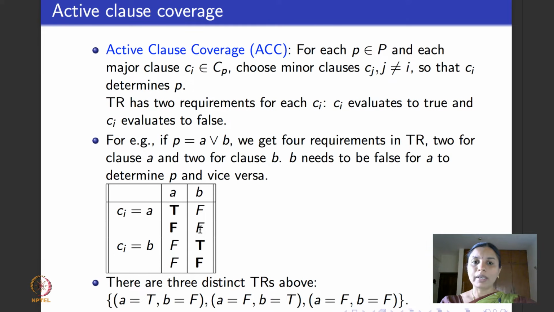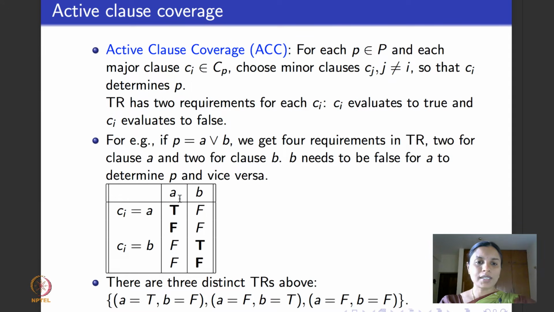And now my test requirement for active clause coverage says you make A true once, A false once. So I have given that in bold. Now I'm done with A being the major clause. It's B's turn to be the major clause. So I say Ci is B now. Now for B to determine P, A should be false. And to achieve active coverage criteria TR, I make B true once and false once.